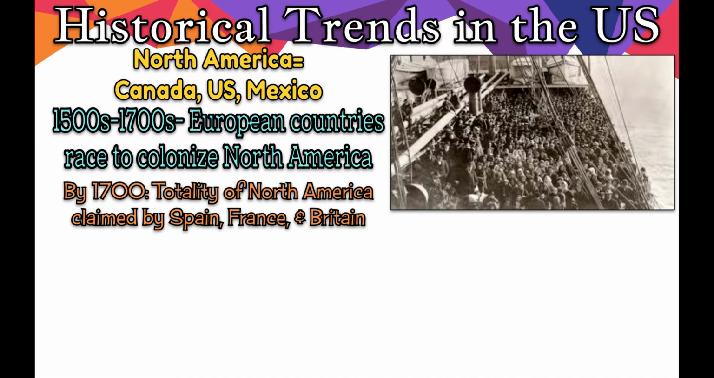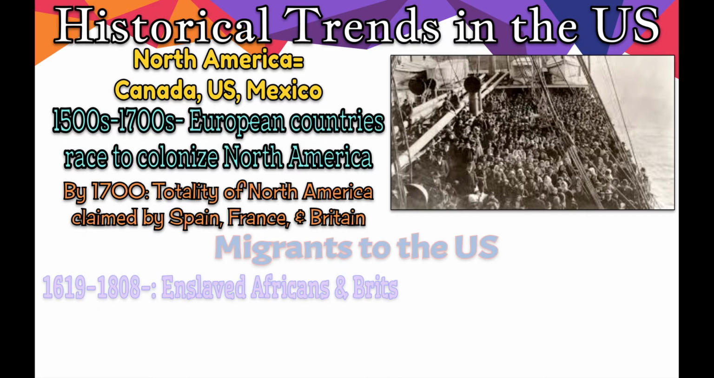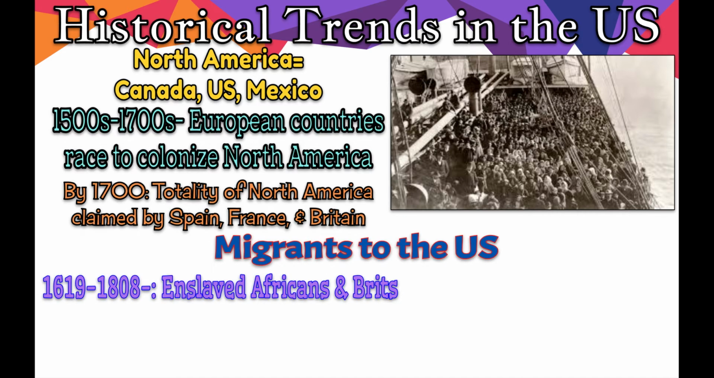By about 1700, almost every single portion of North America had been claimed by either the Spanish, the French, or the British. One of the first maps you're going to do in APUSH is figuring out what part of the continent of North America the French had. It was Canada. The British had what's now the United States, and the Spaniards had what's now Mexico. Okay, they're actually going to fight a war over this. But anyway, moving on. Migration to the U.S.